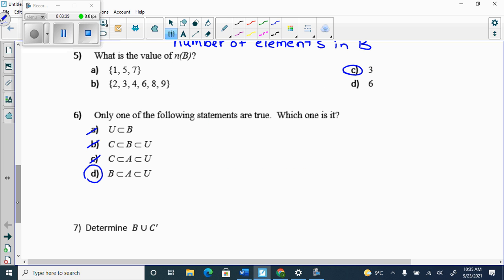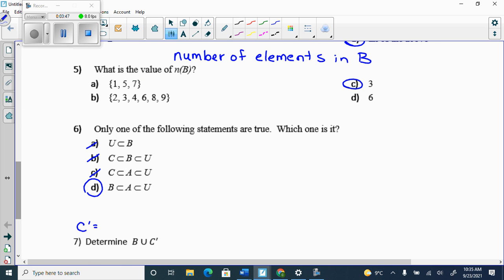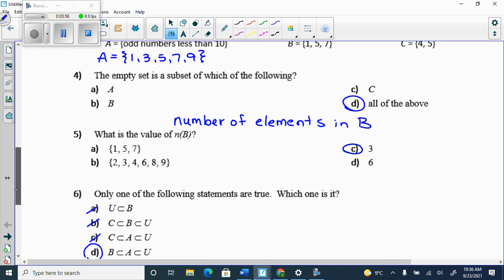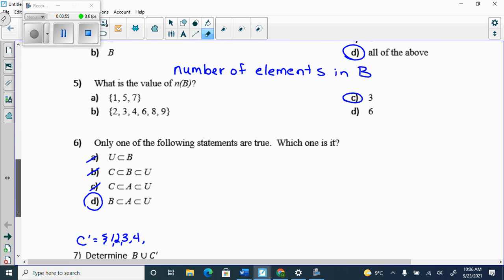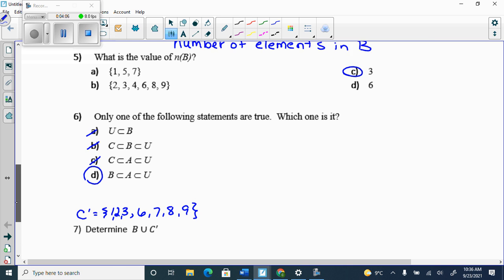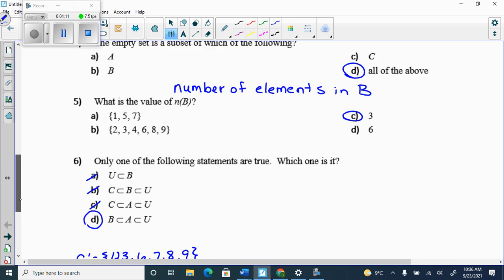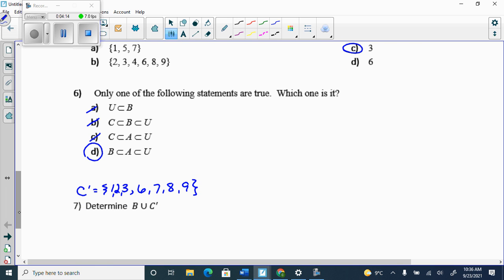Now, B or C not. So in order to list that, I'm going to list what C not is. What is in C? 4, 5. So it's going to be natural numbers less than 10, so 1 to 9, without 4 and 5: 1, 2, 3, 6, 7, 8, 9.